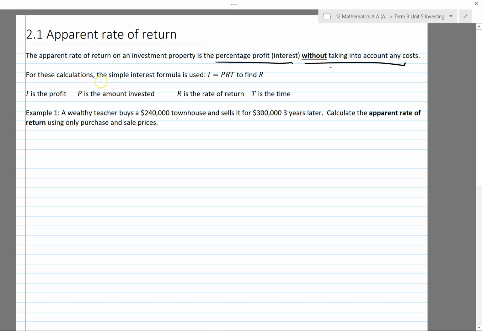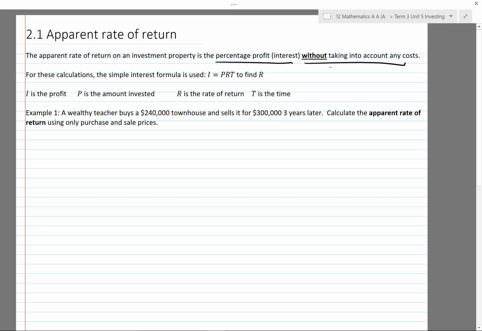For these calculations, we're just going to use the simple interest formula to find the rate of return, or the interest rate, or the profit percentage. In our simple interest formula, I is going to be the profit we make, P is the amount we invest, R is the rate of return, and T is the time in years.